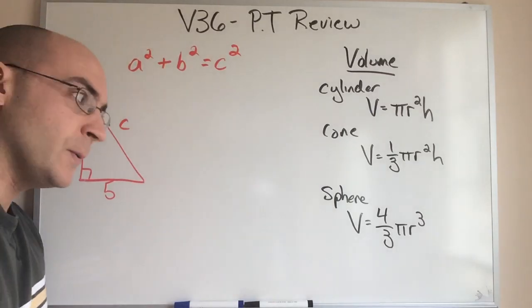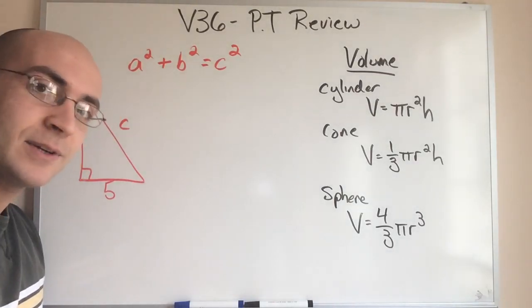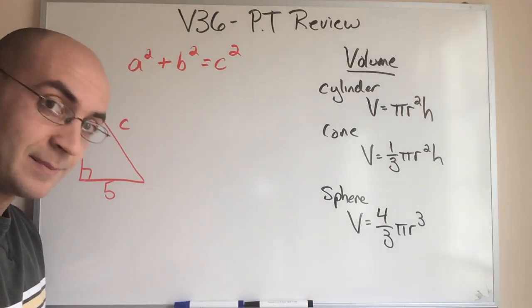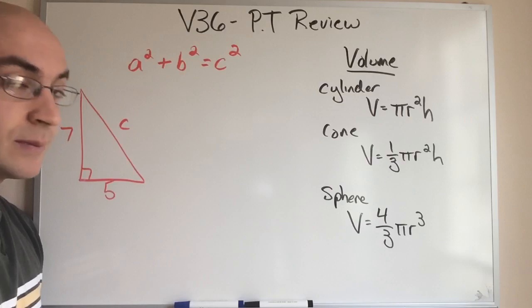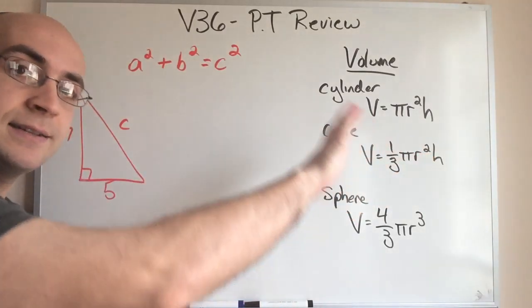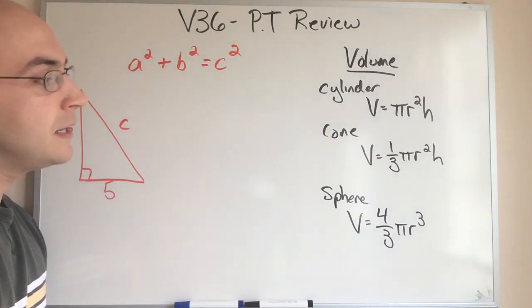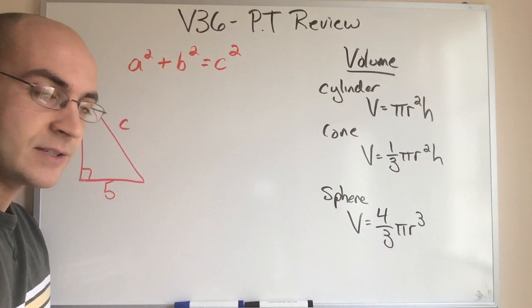I'm always going to give you radius or diameter, right? Radius is half of the diameter, so if I give you diameter, just divide it by 2 or just cut it in half. So the radius is always going to be provided to you in some form or another. These two formulas up here, I'm always going to give you a height, one way or the other. For the sphere, the only thing that you need is the radius, because there is nothing else to plug in.